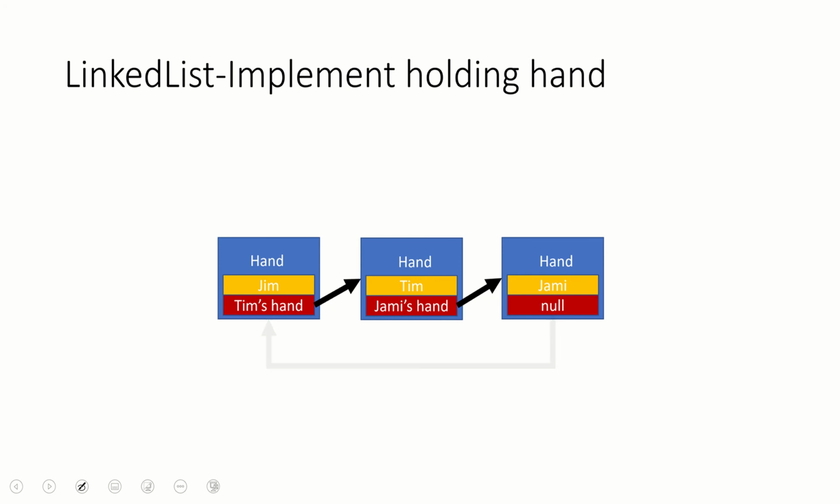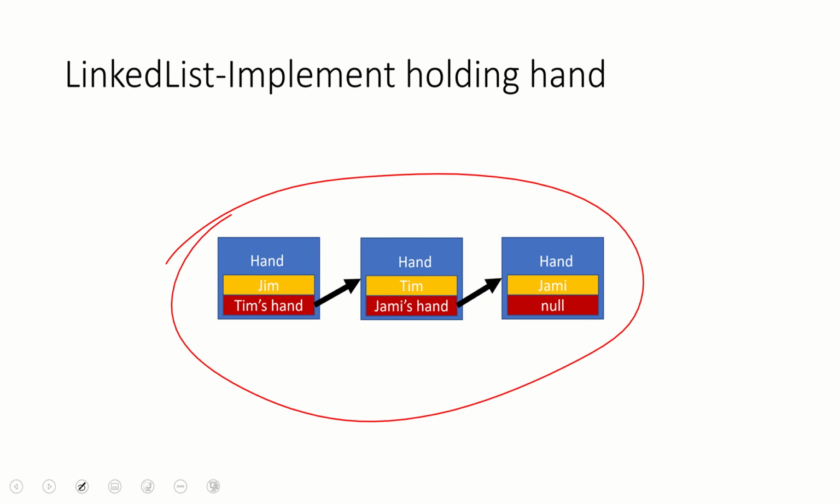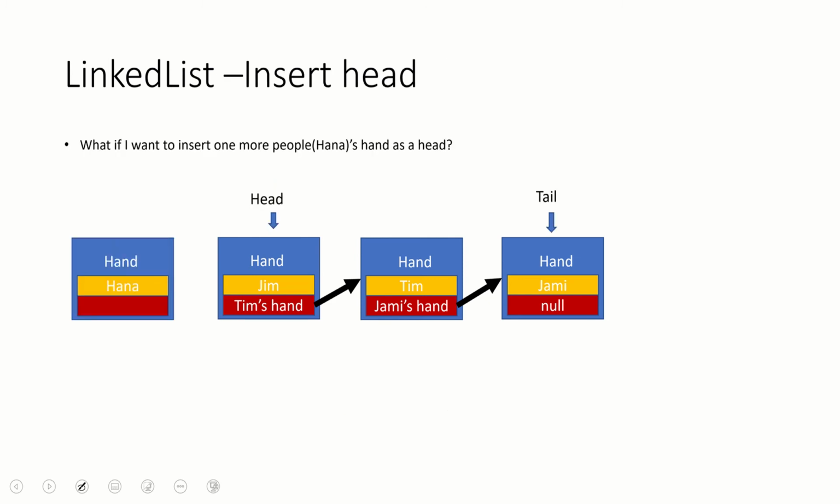So basically, we only do it in one way. We didn't do circle ways at this point. So we talk about how we insert an individual as a head. First we need to know the individual's name, right? And the individual's name is Hannah. Then we know who the head is. The head is Jim, right?